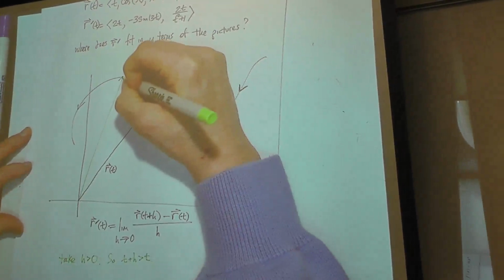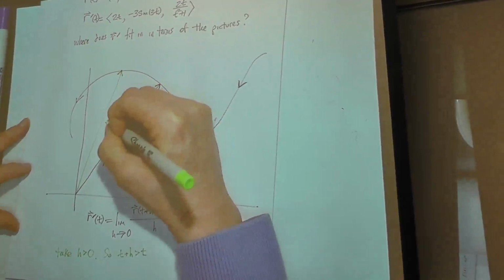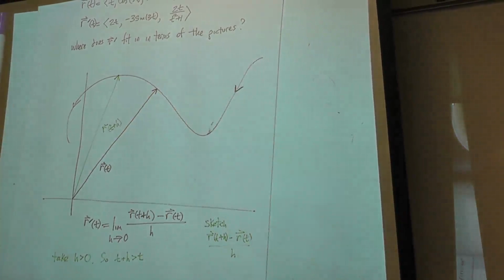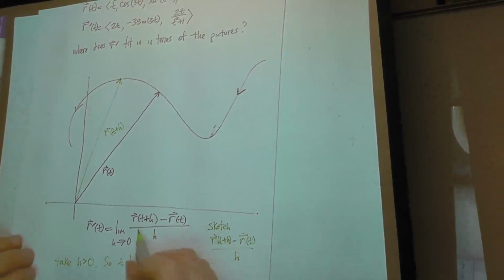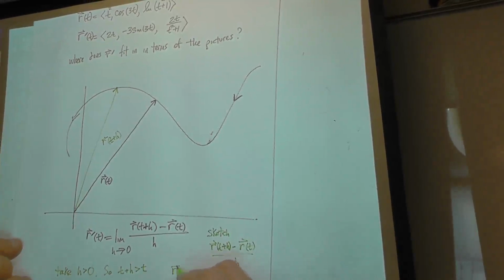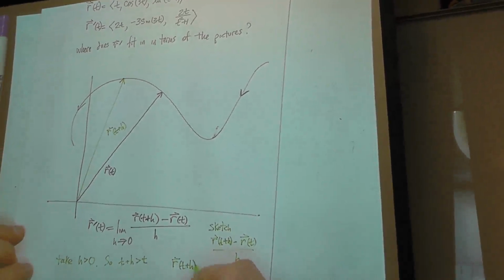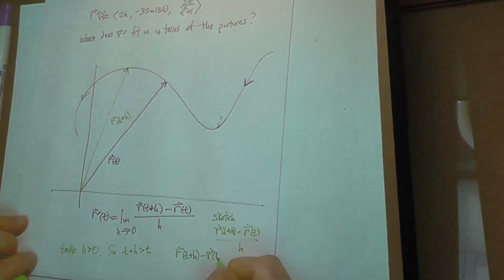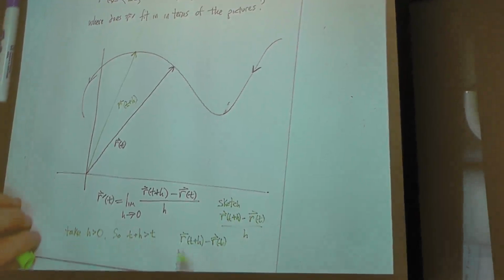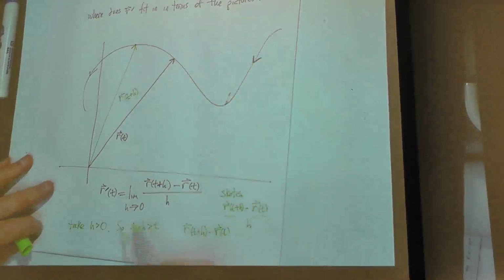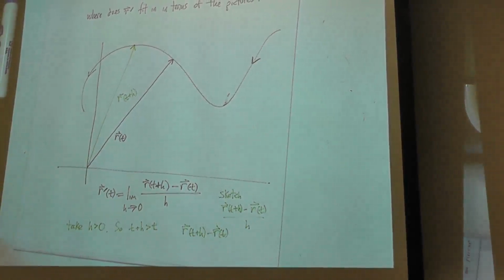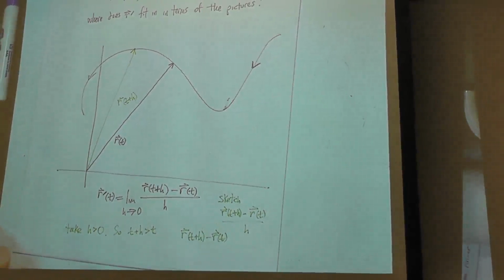So this guy right here is going to be R of t plus h. Let me draw in R of t plus h minus R of t. Okay, so this could be a test question. I give you two vectors. Here's R of t, there's R of t plus h. You draw in the difference between those two.